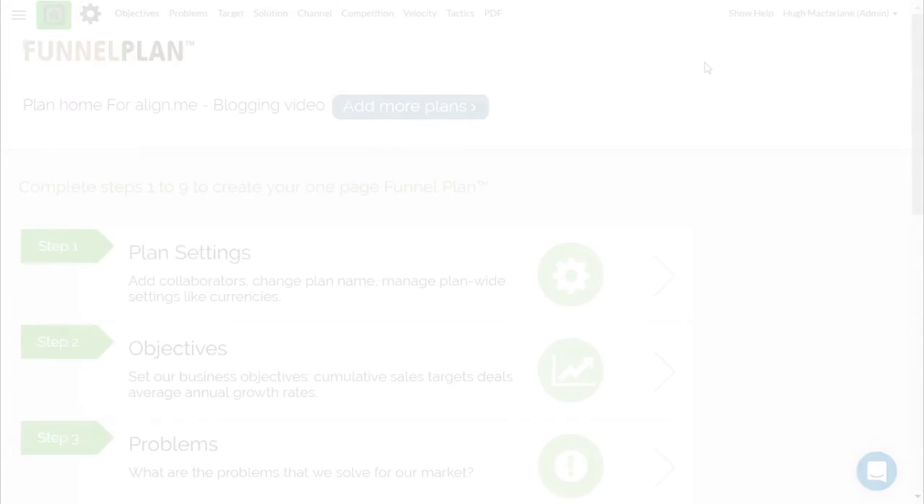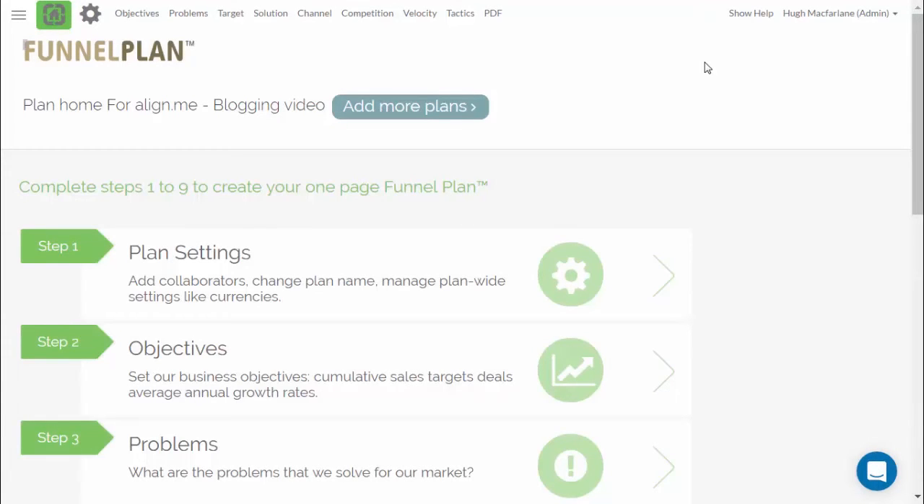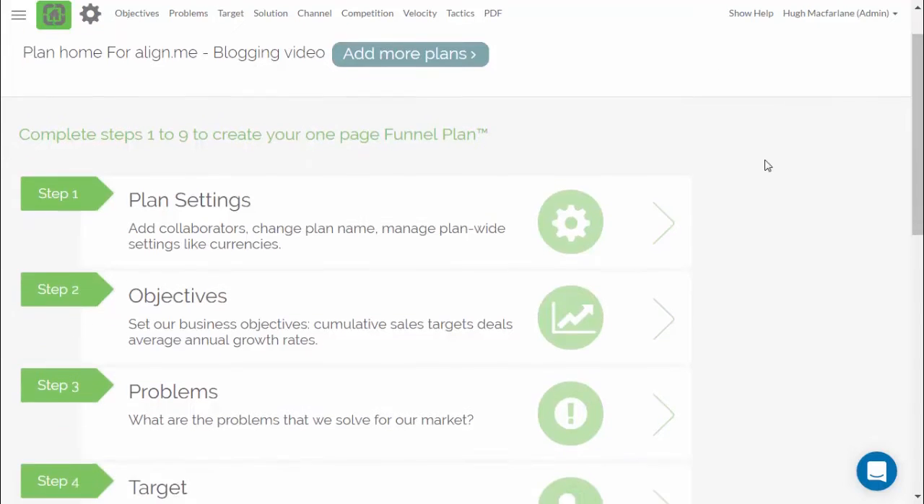Let's dive into the data a bit and I'll show you how to calculate the kind of sales force that you need to support your growth. Well, let's start by setting clear objectives. Then we'll take a look at the channel size and velocity.